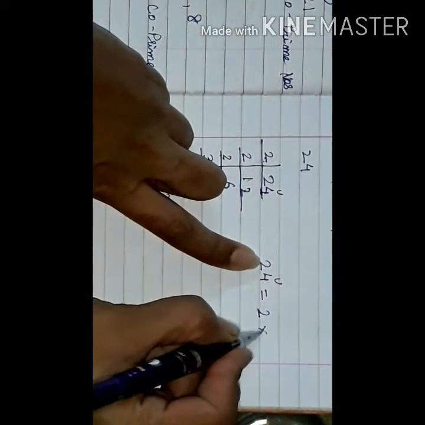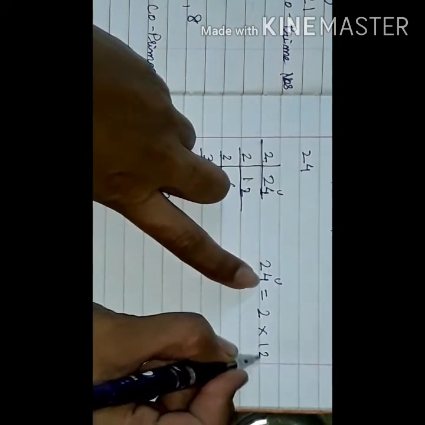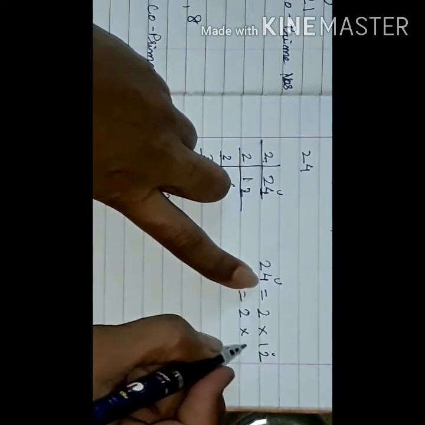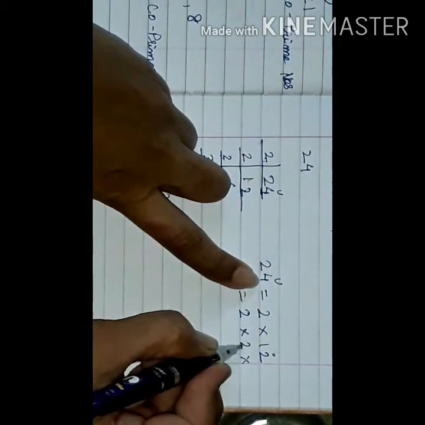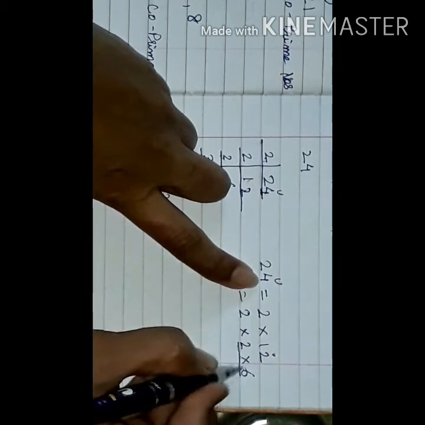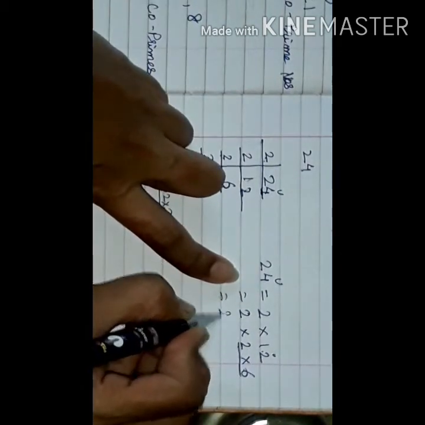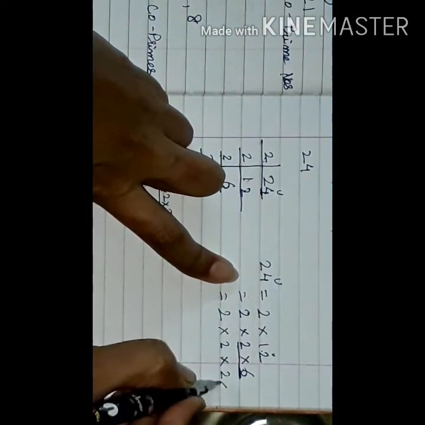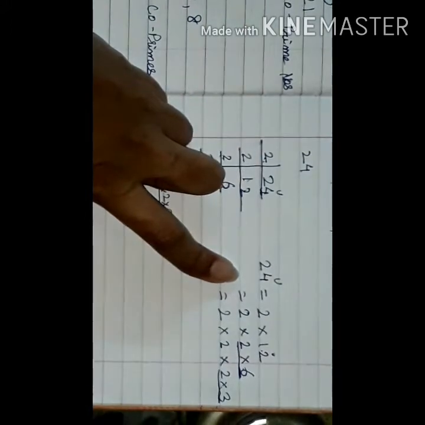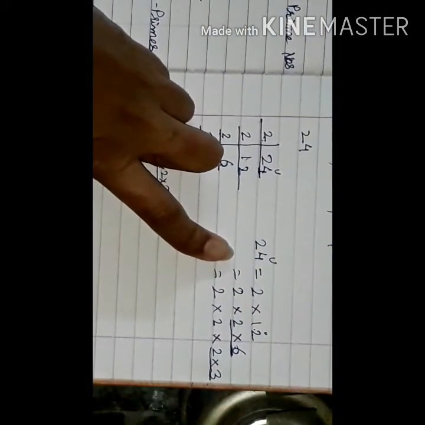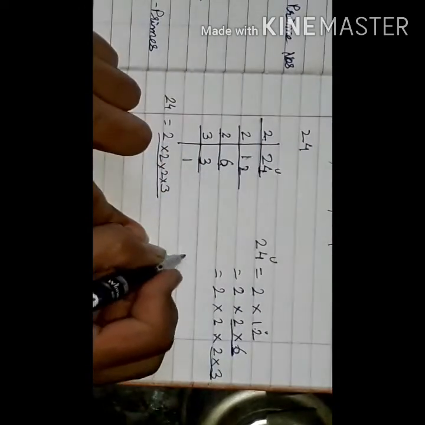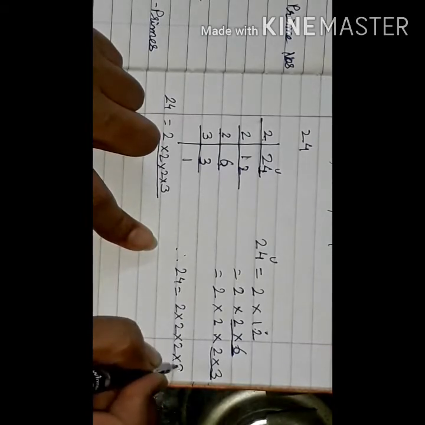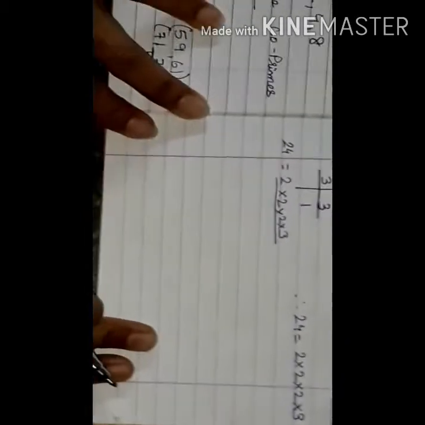So 2 1s are 2, 2 2s are 4. Got it? Carry this 2. Again in the units place, 2 is there, so you have to divide by 2. So 2 6s are 12. Again carry forward these numbers. Now 6, that is 2 3s are 6. Got it? So the primes of 24 are 2 into 2 into 2 into 3. Got it? Now we will see one more.